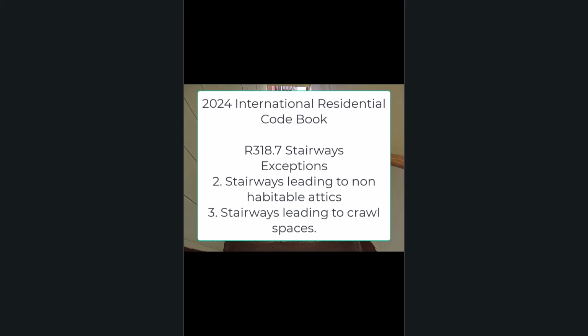And then here are the numbers that you can look up to verify the information I'm sharing with you in the video.